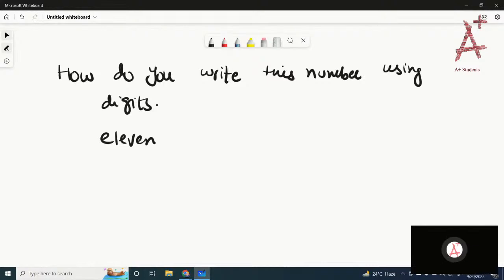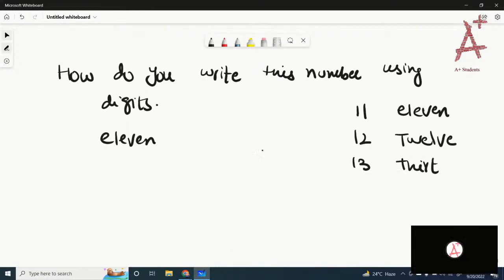So you have to remember how to write the numbers from 11 to 20. We can write them as ELEVEN and 11. For 12 it is TWELVE, 12. For 13 they are THIRTEEN and 13. For 14 they are FOURTEEN and 14. For 15 it is FIFTEEN and 15.